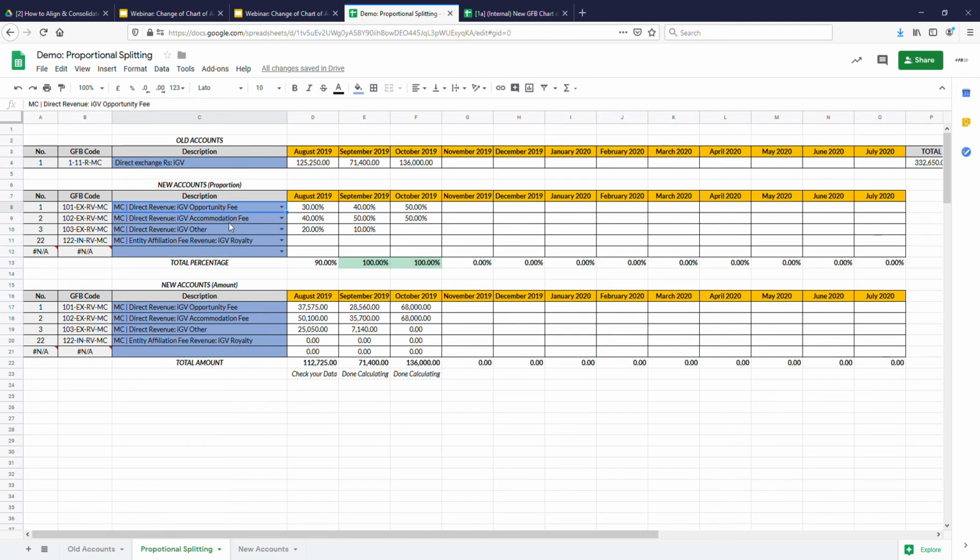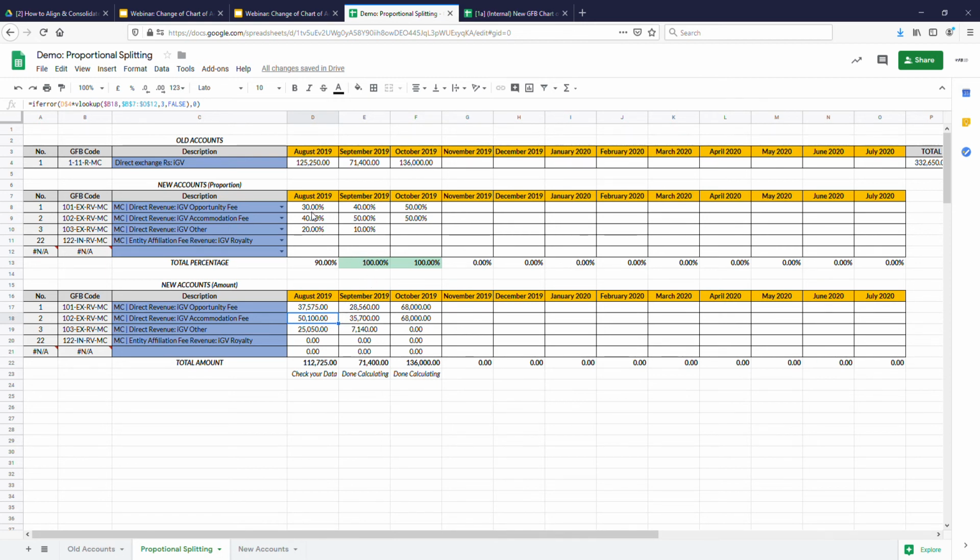You can basically just imagine this is a whole 100%. How much percentage of this goes to opportunity fee? How much percentage goes to accommodation fee? How much goes to others, etc.? So you can create a table where you write down different percentages, and then there's another table where you calculate the equivalent amount. So for example, 125,250 times 30% would be 37,575. Same goes with multiplying 125,250 by 40%, which would be 50,100, and so on.